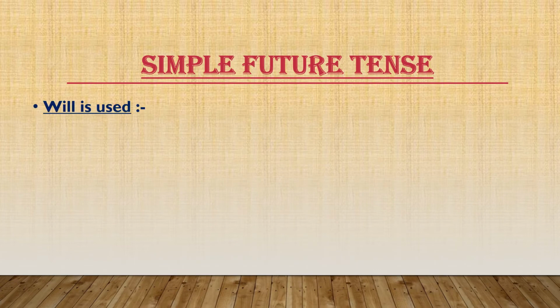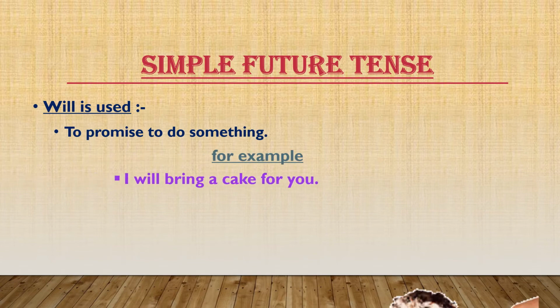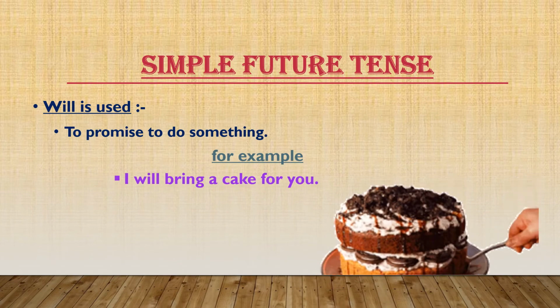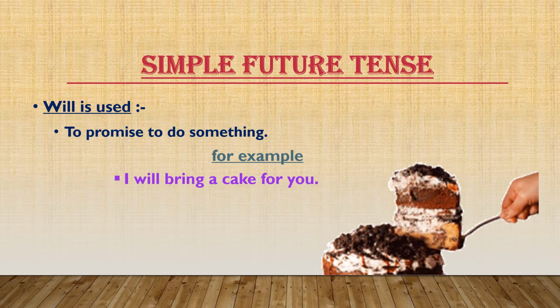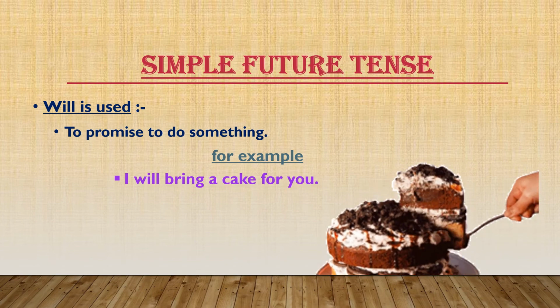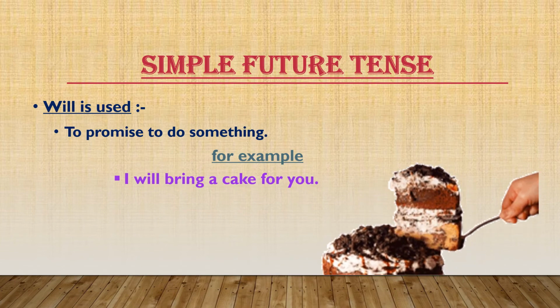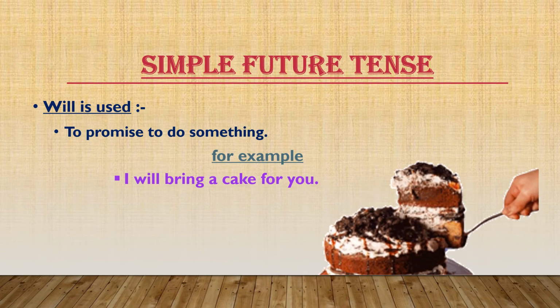Will is also used to promise to do something. Whenever you are trying to assure somebody and promise somebody that I will do this work, then we use this word will. Let us take an example for this here. I will bring a cake for you. So you're promising that person that you are going to bring a cake for that person. So you can use the word will. So these are the areas where we use will.